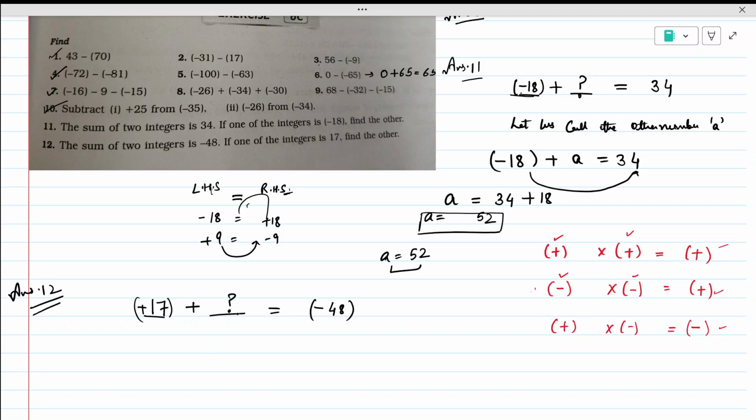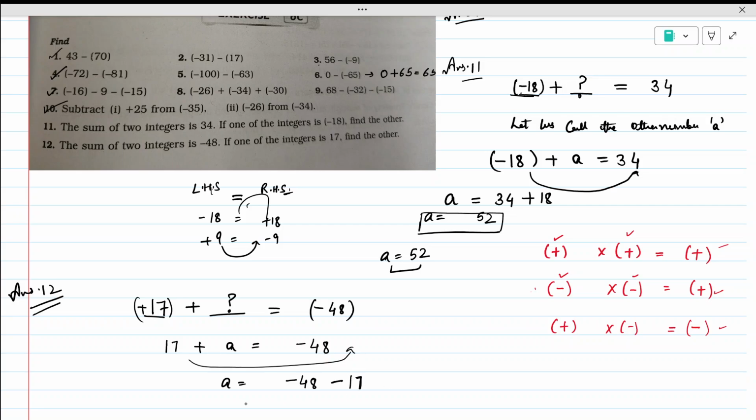So how we are going to do it? Again, let's denote this number with A. So this will become 17 plus A is equal to minus 48. And now what we will do? We will move 17 to the right hand side and it will become from plus 17 to minus 17.